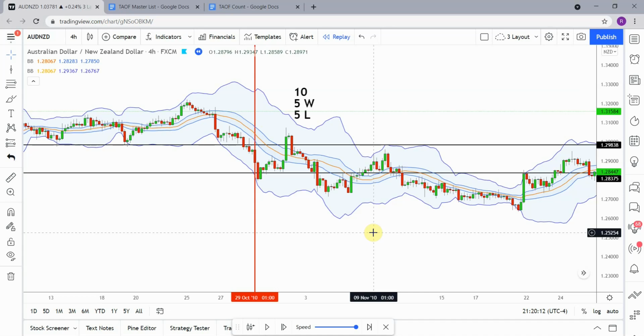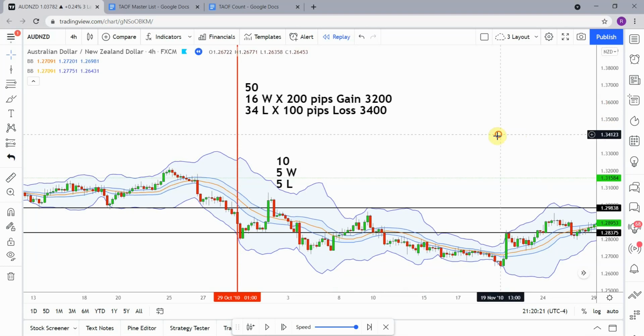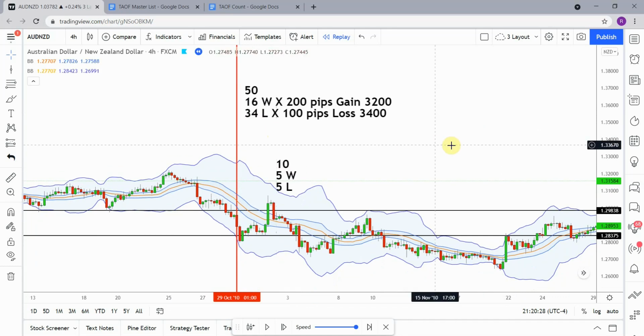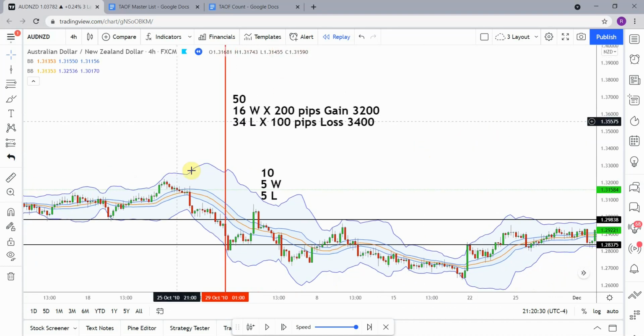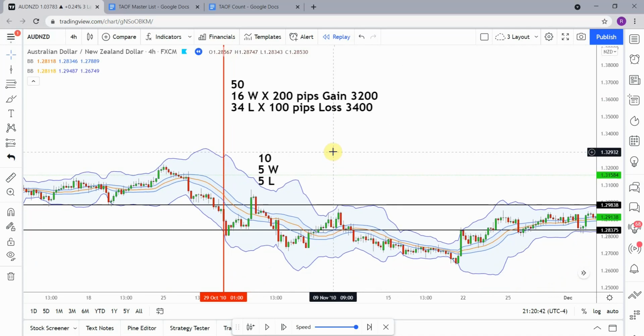Let's go ahead and take a look at what this strategy was able to achieve. So we did a total of 50 different trades, and out of those 50 trades, we had 16 winners. We had 34 losers. And so the math on this, obviously a 2-to-1 risk reward, we actually took a loss there of about 200 pips after it was all said and done. So this strategy, just not that good of a strategy.